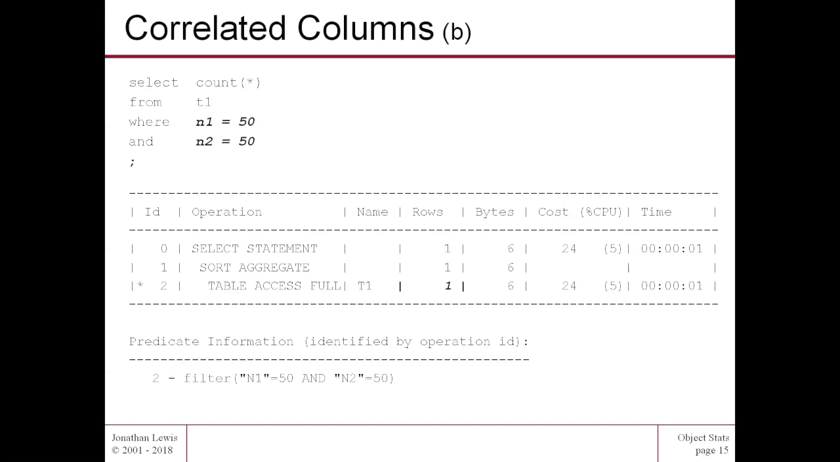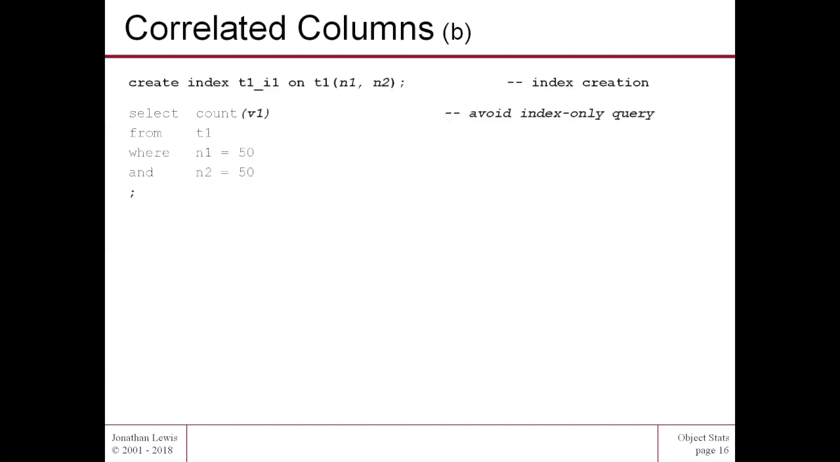Workarounds to correlated columns. Well, here's one, create an index. This is perhaps expensive and inappropriate, but it's one that works historically. Create an index on those two columns. Now I've followed that with a query which says, select a column that's not in the index so that we can go through the index and go to the table. Select the column that's not in the index and do a count of it.